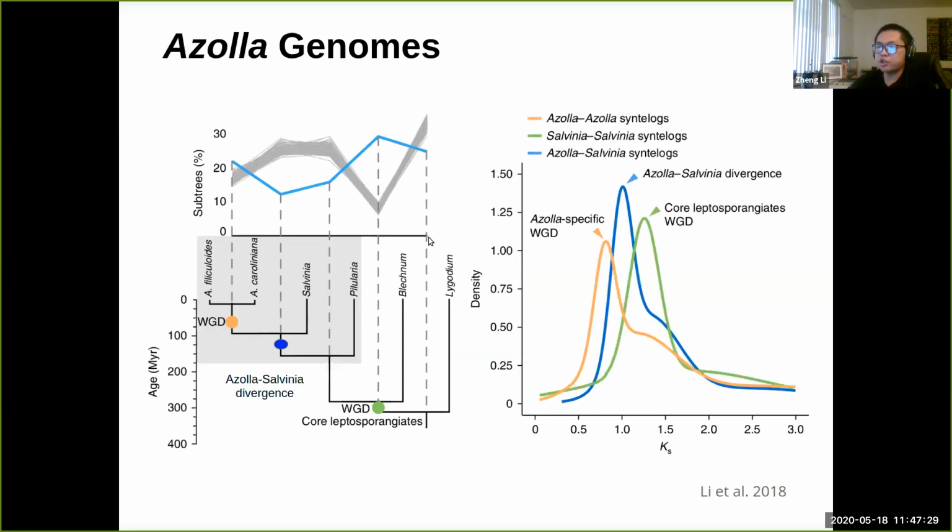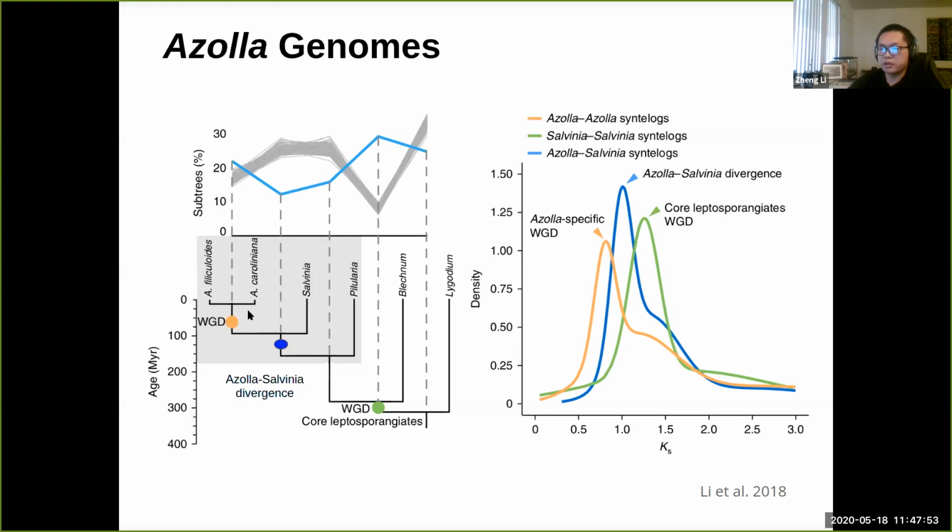And with the genomes and transcriptomes, we also run the tree-based approach in here. And you can see that the two results are highly consistent. So with our MAPS analyses, the blue line represents the actual result, and the multiple gray lines represent our null simulations. And what we found is, here, the blue dot represents the divergence of Azolla and Salvinia.